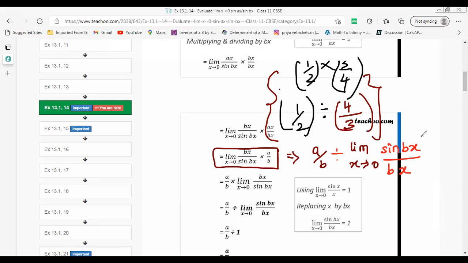Yes, ma'am. All right. So now by using the limit property, limit identity, I can assume this thing as 1. So it's a upon b divided by 1. So a by b divided by 1 will give you the same result. It's a by b. Understood? Yes, ma'am. Yeah, I understood. That's it.